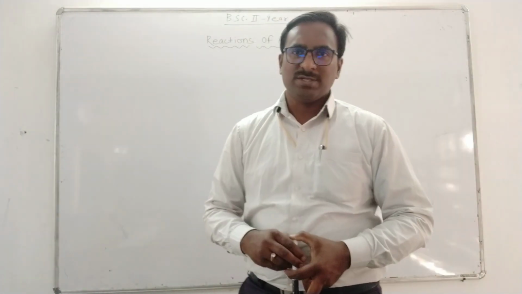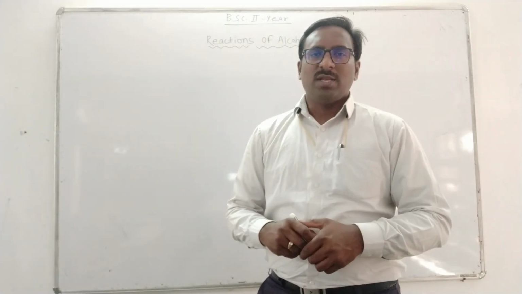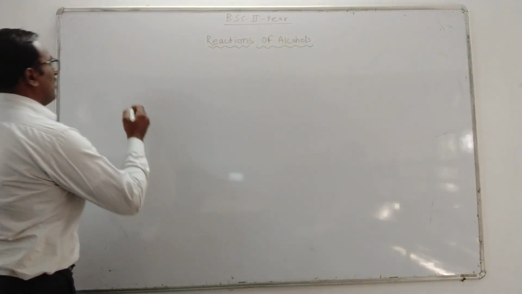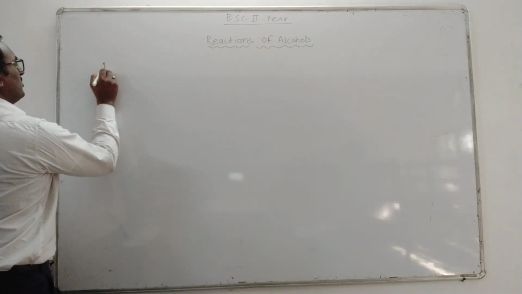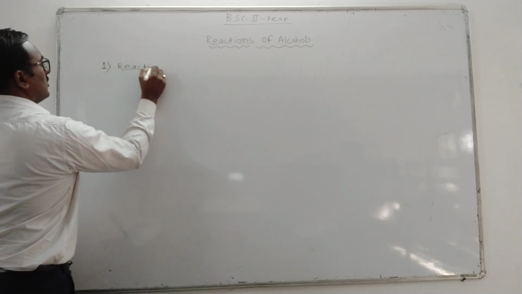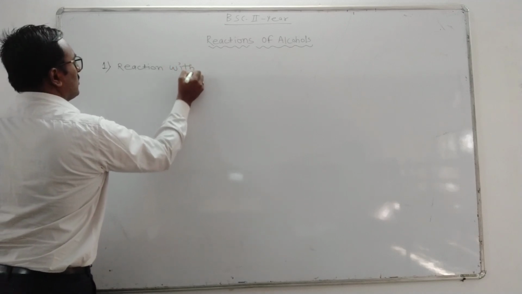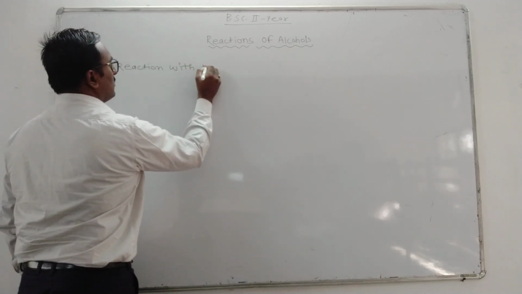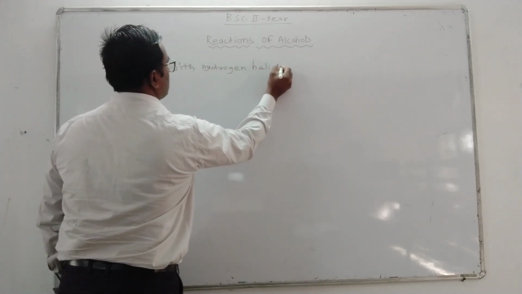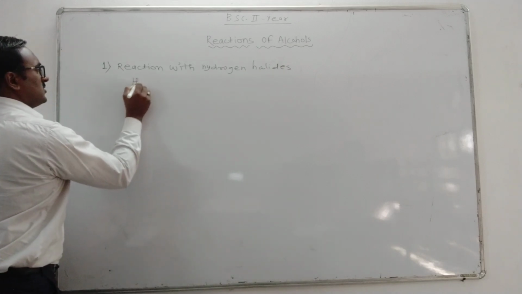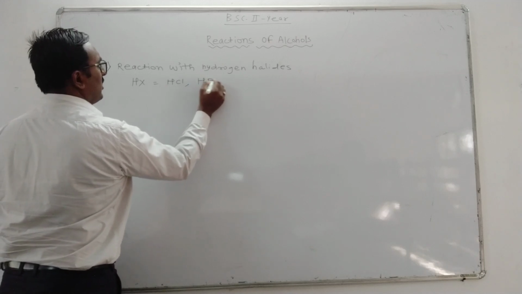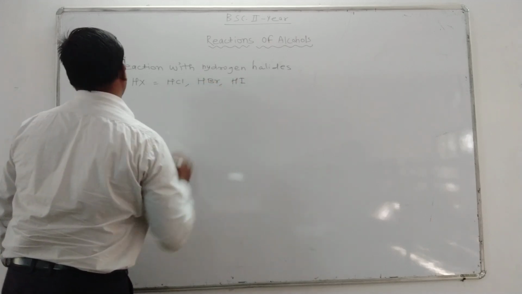Today we will discuss the reactions of alcohol which involve the cleavage of the carbon-oxygen bond. So let us discuss first of all reactions which involve cleavage of the carbon-oxygen bond. Our first reaction is the reaction with hydrogen halides, HX. X may be Cl, it may be Br, it may be I.